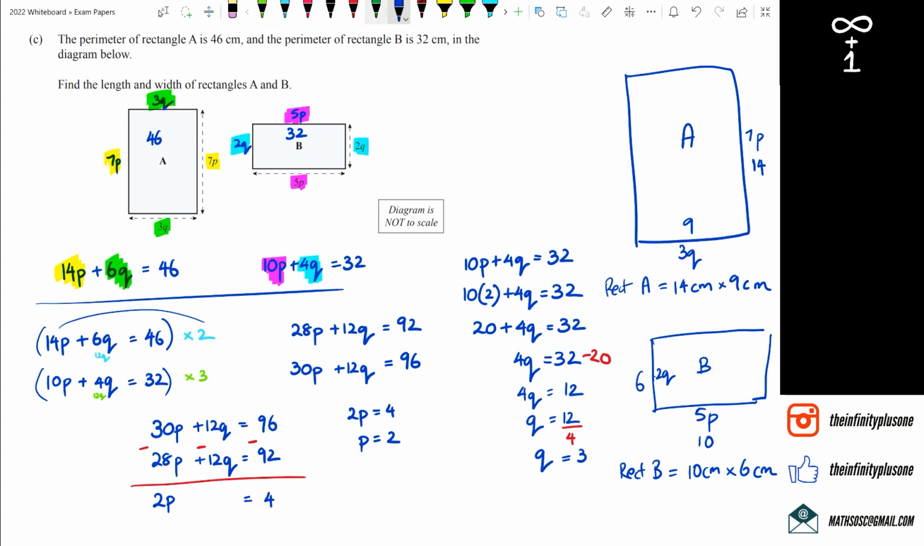Units not required for this, guys, just the actual numbers are what's important. And you've got to give the dimensions of the two rectangles to get an Excellence. So let's say you make a mistake somewhere, you can still get a Merit as long as you consistently use the wrong numbers to find the wrong dimensions. You can get a Merit for that as well.